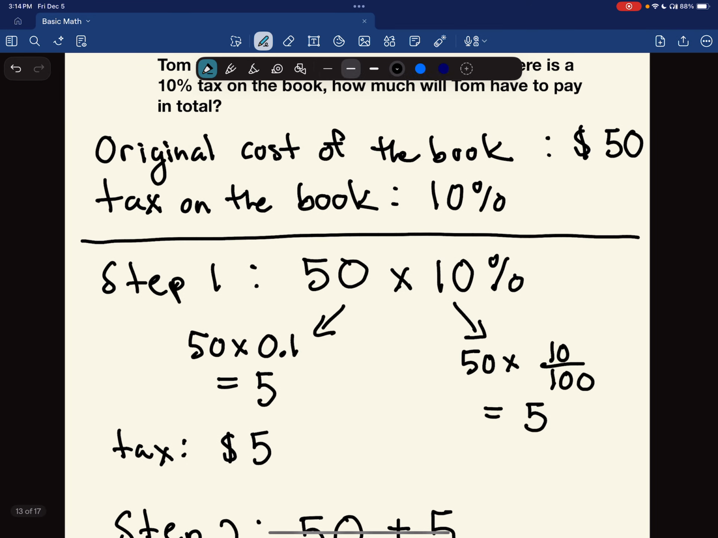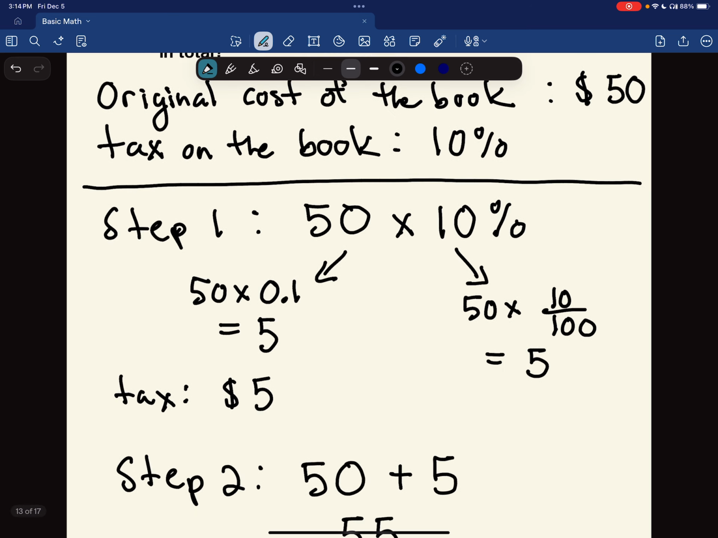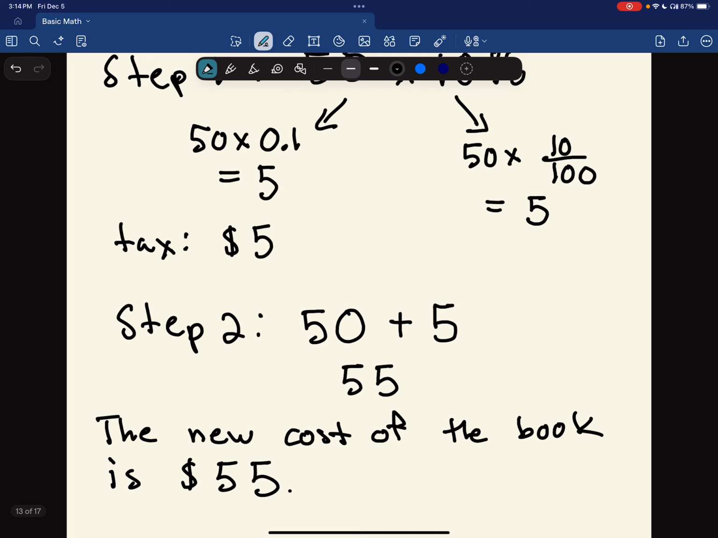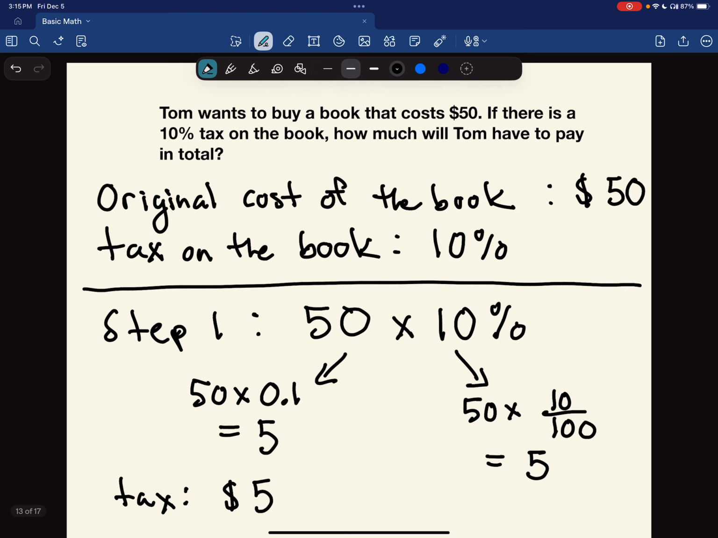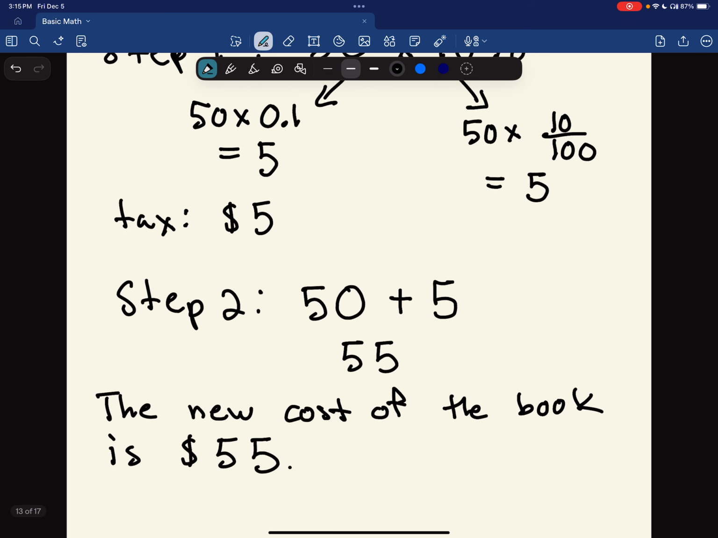So once again, we identified the important values in our problem, 50 and 10. Then we multiplied 50 times 10%, and we ended up with $5. And then we added that $5 to the original price, which was 50. And that was our step 2. So once again, we ended up with $55. So we know Tom needs to pay $55 in total for the book. And we are finished.